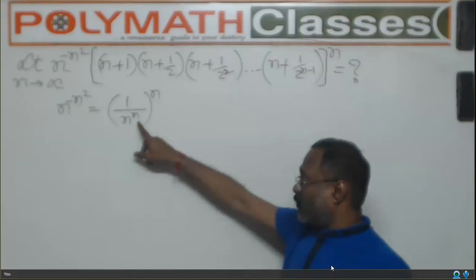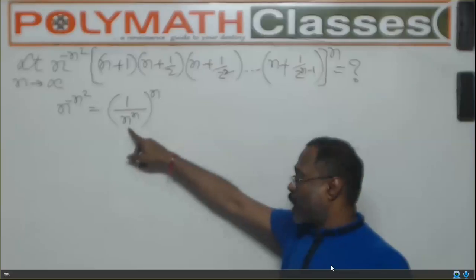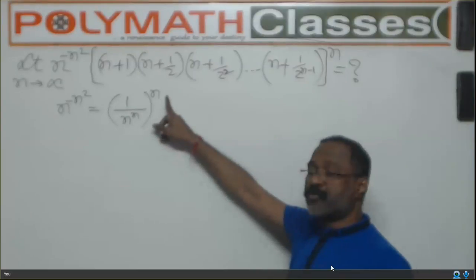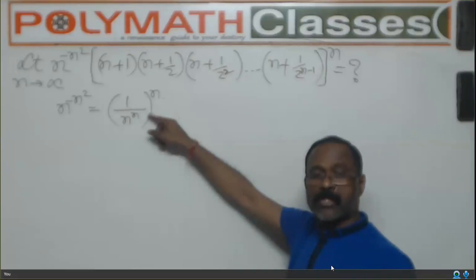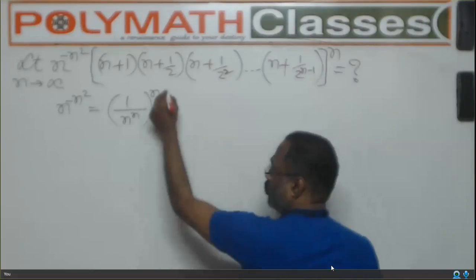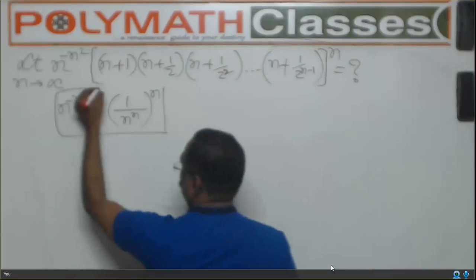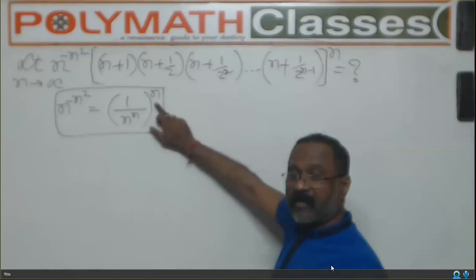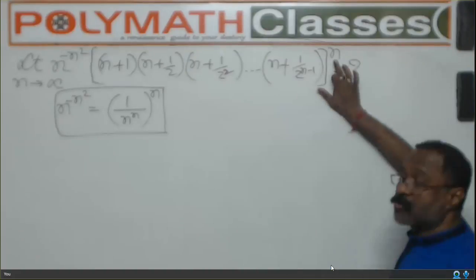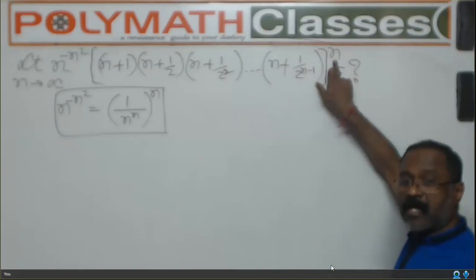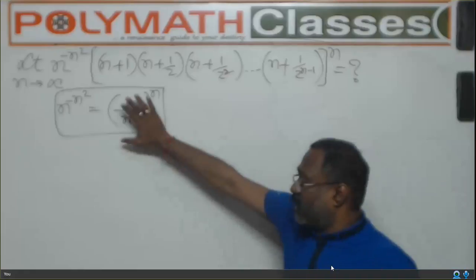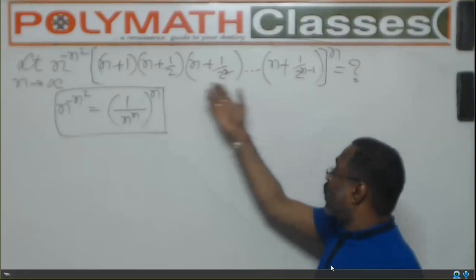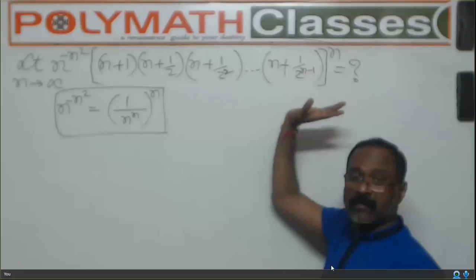That is a power m whole power n, a power m into n. That is n into n, n squared. So what we do, we just write it in this way. Its power is n. Its power is also n. So what is that we do? We take this and we write this under the same power. Like this.